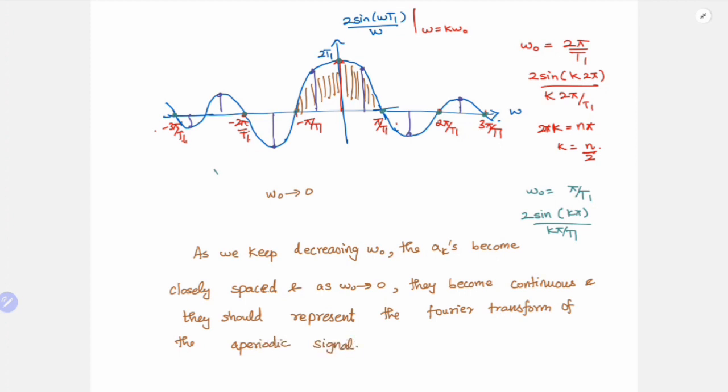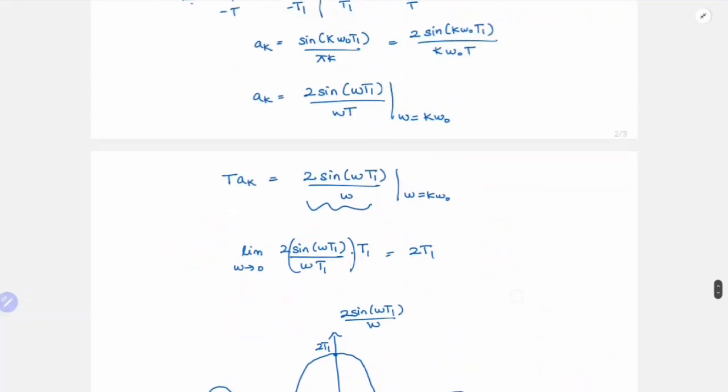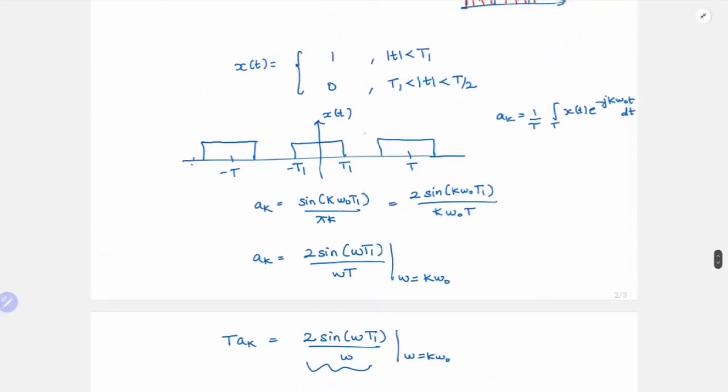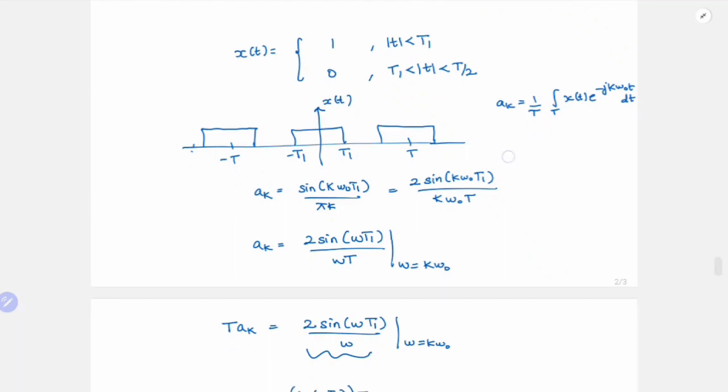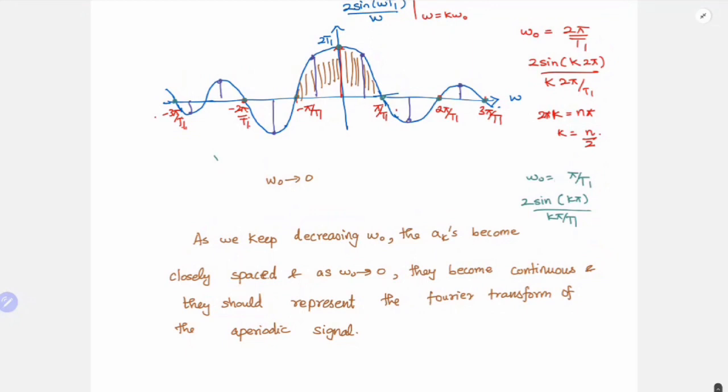Why should they represent the Fourier transform of an aperiodic signal? What happens when omega naught tends to 0? T is actually tending to infinity, which means only one of these copies will be present. All the others will be moved away, and x tilde of t will only have one square pulse. So that is an aperiodic signal, right? So the Fourier transform can be got by tending omega naught to 0.